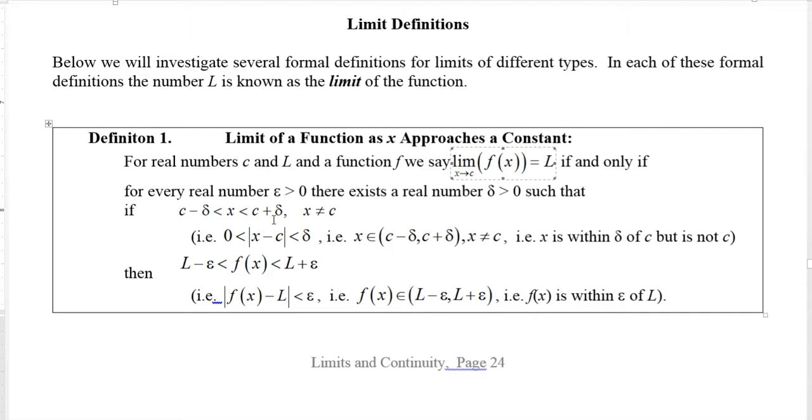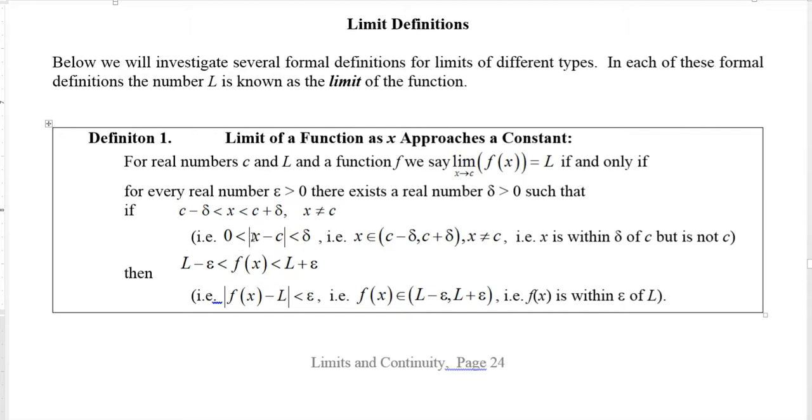Some people would rather phrase it this way. Instead of rephrasing this compound inequality as x is between here, we could say x is in this interval. So you could say x is in the interval c minus delta to c plus delta, but x is not c. And if we said it that way, we would probably then say f of x is in this interval L minus epsilon to L plus epsilon. You can use these two expressions instead of the previous two, and it means exactly the same thing.